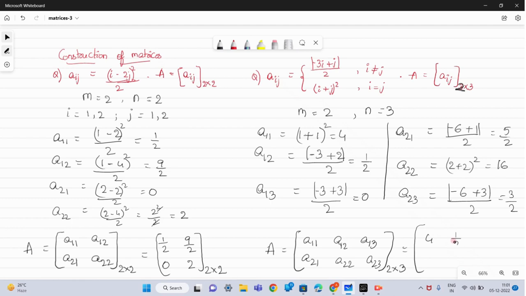4, 1 by 2, 0. 5 by 2, 16, 3 by 2. Order is 2 cross 3. So this is the required matrix.